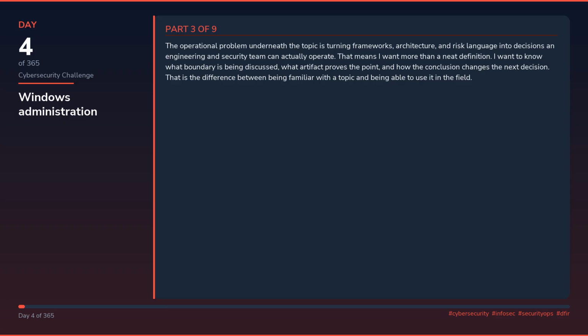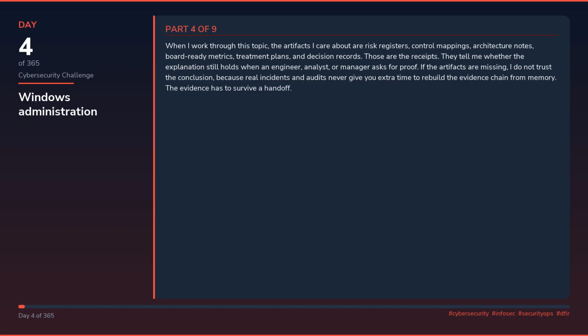That means I want more than a neat definition. I want to know what boundary is being discussed, what artifact proves the point, and how the conclusion changes the next decision. That is the difference between being familiar with a topic and being able to use it in the field. When I work through this topic, the artifacts I care about are risk registers, control mappings, architecture notes, board-ready metrics, treatment plans, and decision records.